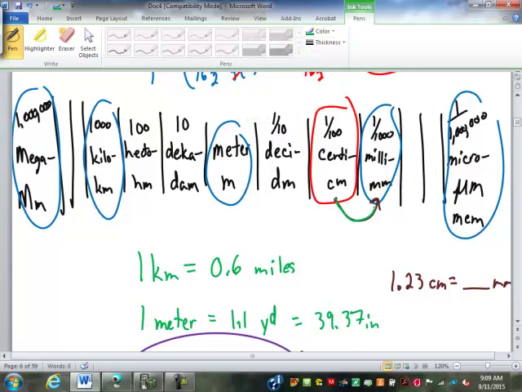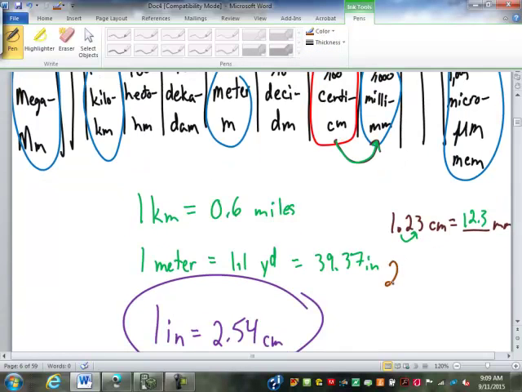Basically on the chart, I moved one spot to the right. My decimal has to move one spot to the right. That's 12.3 millimeters. Or if I had 210 centimeters and I wanted to convert into meters, that's going 2 spots to the left to get from centimeters to meters. My decimal point goes 2 spots to the left, 2.1 meters.